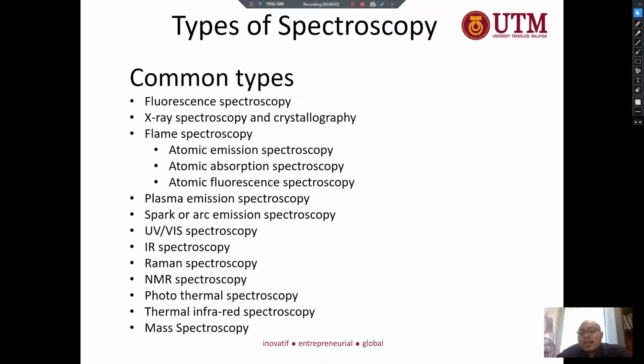The next one we will learn about is the types of spectroscopy. There are a lot of types of spectroscopy techniques, or spectrometry instrumentation, such as fluorescence spectroscopy, X-ray spectroscopy, until mass spectroscopy. We will not be able to learn everything, so we will look into the most common techniques, for example UV-Vis, IR, and mass spectroscopy. But I believe mass spectroscopy we will learn in another chapter, and focus on that chapter alone. We will also learn about flame spectroscopy, atomic emission, atomic absorption, and atomic fluorescence, for example. But we will only learn the important ones.